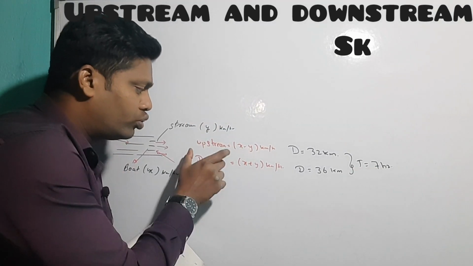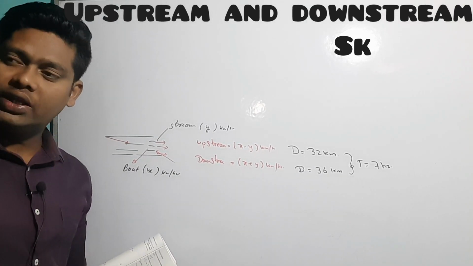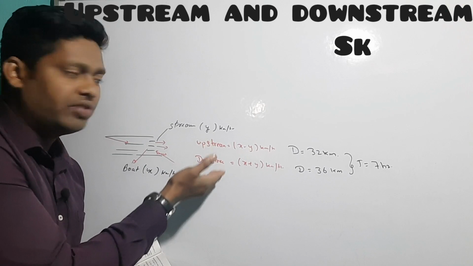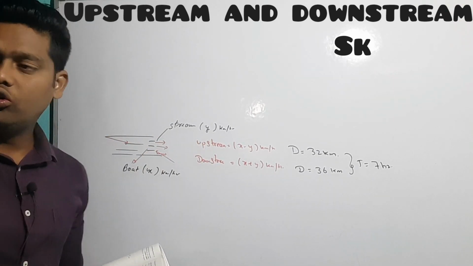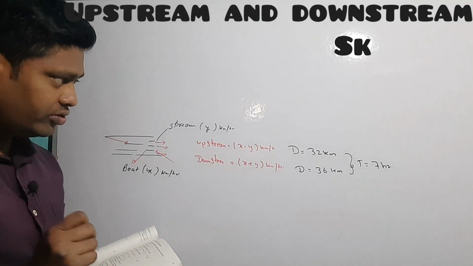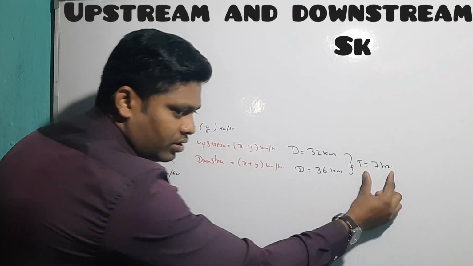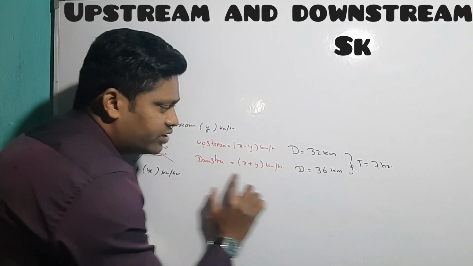How much time he took to cover upstream and downstream, you know? But together it is 7 hours. It may be 3.5 or 4 or 2. We don't know. So according to that, we'll frame the equation. Now how to frame the equation? Now see, this is the total time of this one and this one.